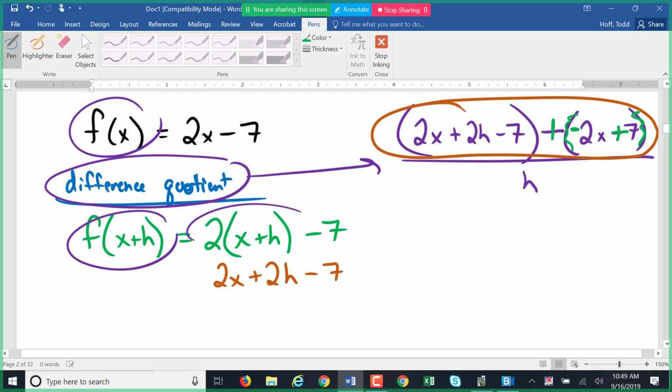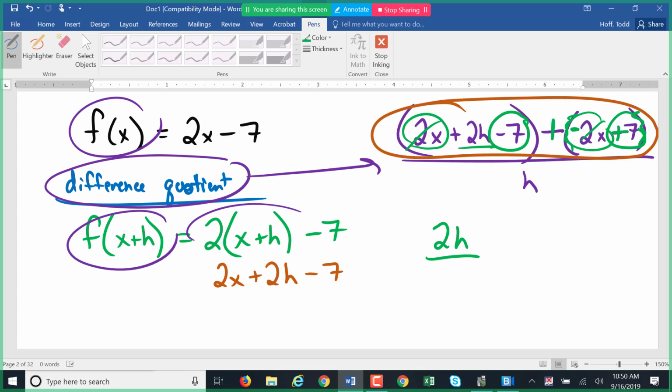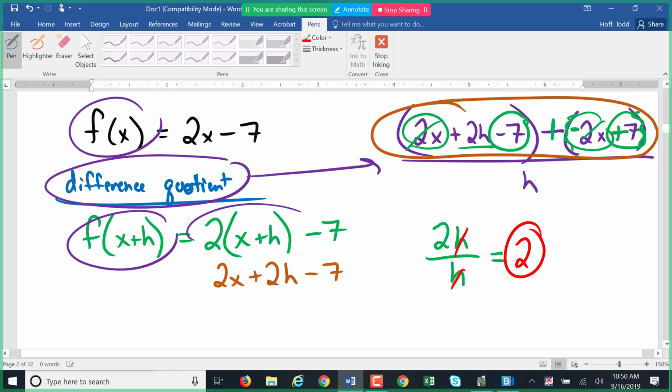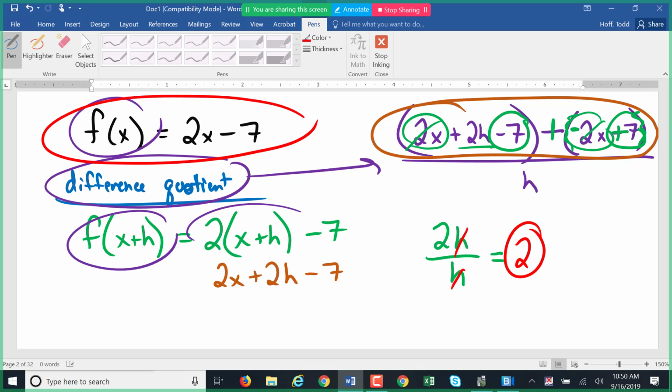Now we can combine like terms. 2x and negative 2x cancel out. There's nothing to combine with the 2h. Negative 7 and positive 7 cancel out. So on top, once we subtract those functions, we're left with simply 2h. Divided by h, the h's cancel out, we get 2. So the difference quotient for f of x equals 2x minus 7 is simply 2.